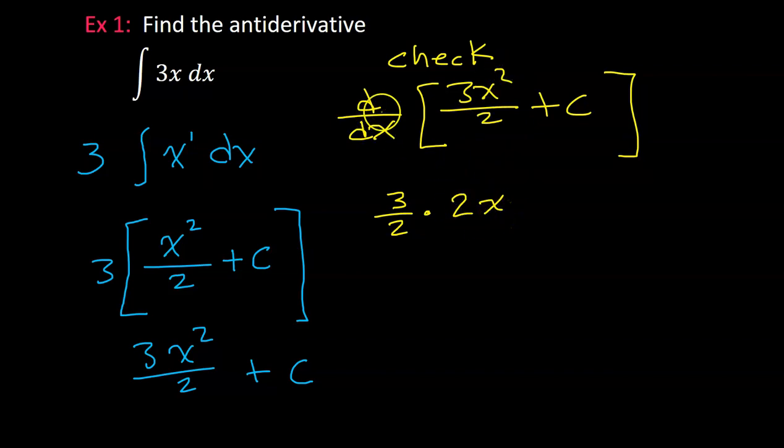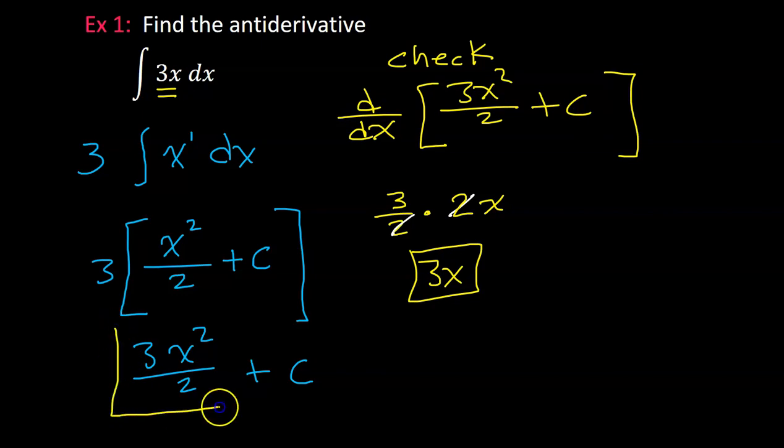So I have this. When I take the derivative of a constant, that is 0, so I write nothing. On the next move, these 2's will cancel each other out, and that will leave me with 3x. So we got the original function back when we took the derivative. That proves that this is, in fact, the antiderivative.